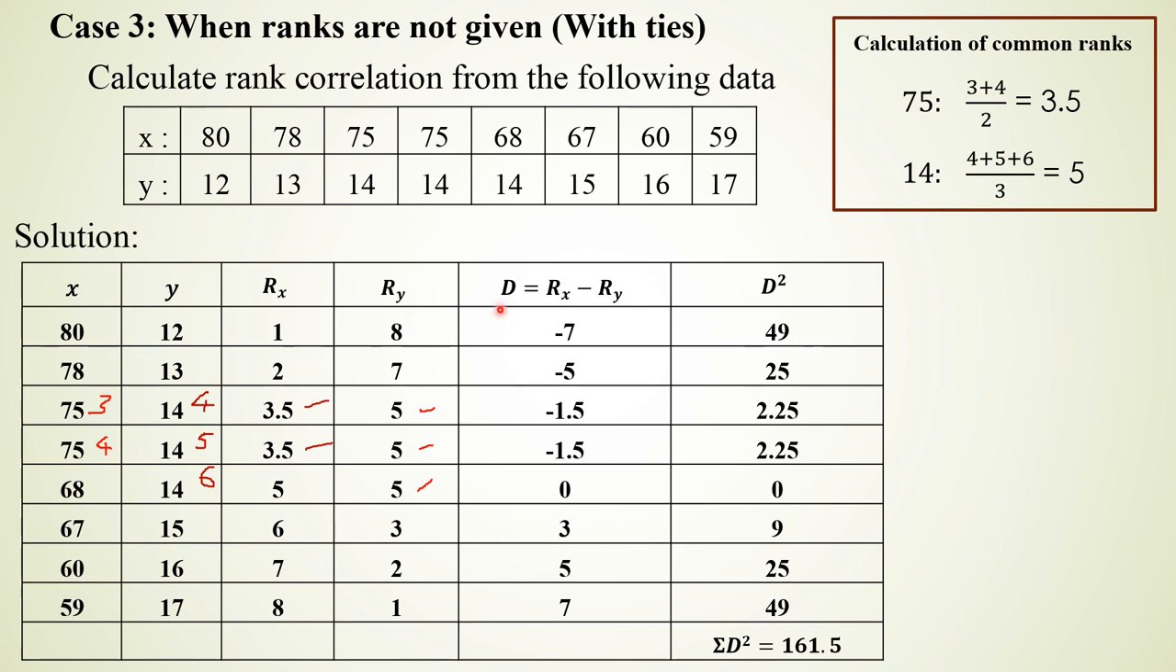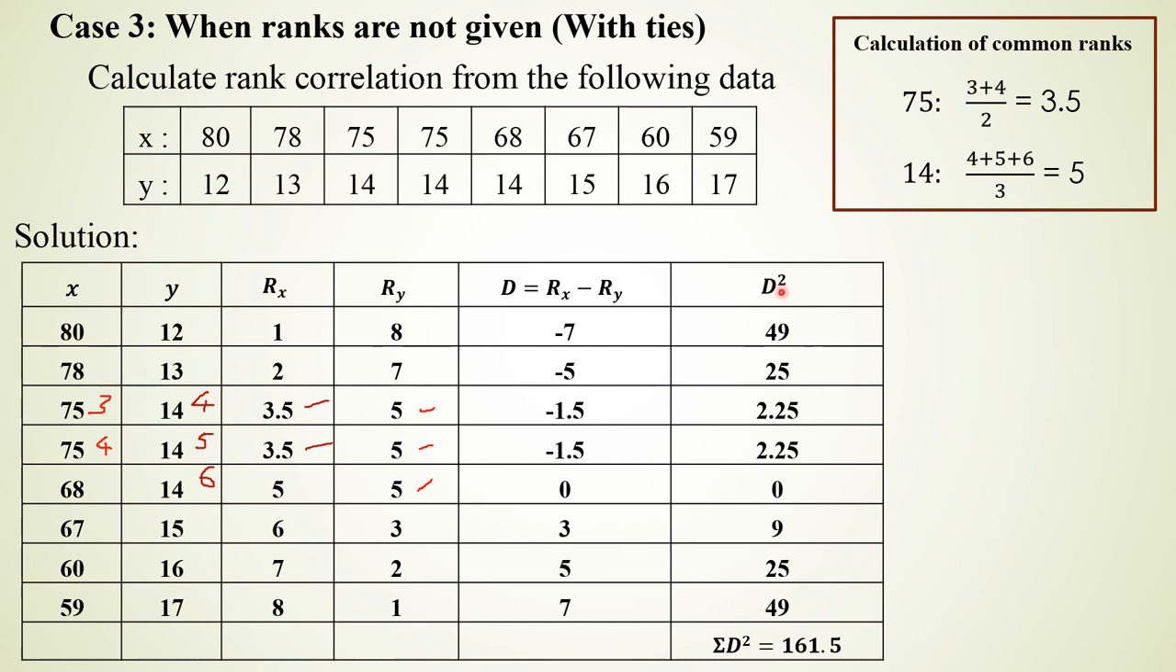Now let me compute the difference between the rank for the variable x and y, which is given by 1 minus 8, minus 7; 2 minus 7, minus 5; 3.5 minus 5, that is minus 1.5. Similarly, in the next case also, it is minus 1.5. 5 minus 5, 0. 6 minus 3, 3. 7 minus 2, 5. 8 minus 1, 7.